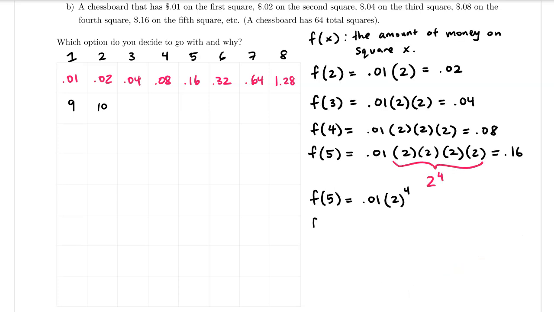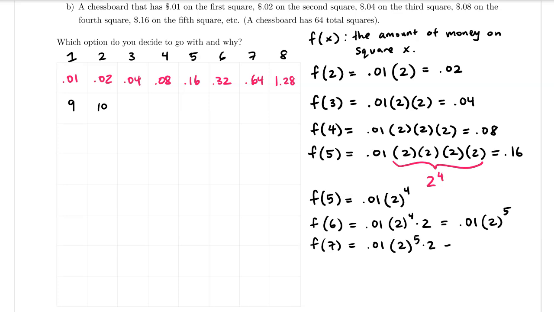So that means that if I wanted to get the amount of money on the 6th square, I could write this as 0.01 times 2 to the 4th power times 2, and really I could condense that into a nicer, more simplified form, as 0.01 times 2 to the 5th power. Let's do it one more time for f of 7. This would be 0.01 times 2 to the 5th power times 2, which if I condense that, would be 0.01 times 2 to the 6th power.